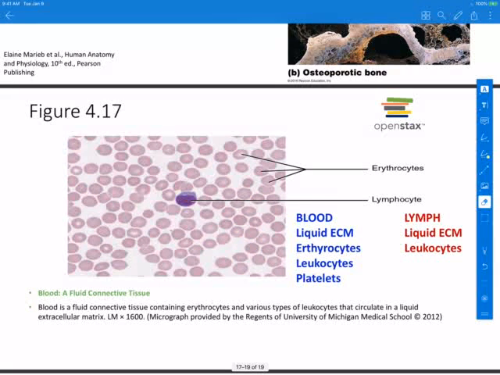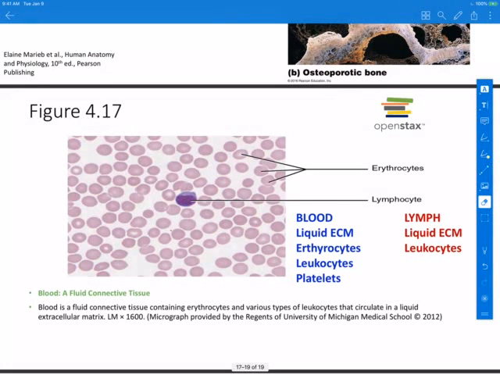So that brings us to blood. Blood is the very last type of, well, fluid connective tissue. Fluid connective tissues are the last types of connective tissues. And in a fluid connective tissue, such as blood and lymph, cells circulate in this liquid extracellular matrix. The formed elements of blood are derived from hematopoietic stem cells in the red bone marrow.